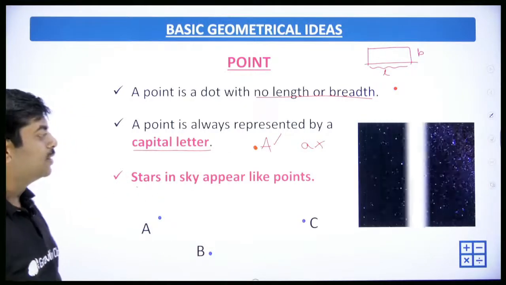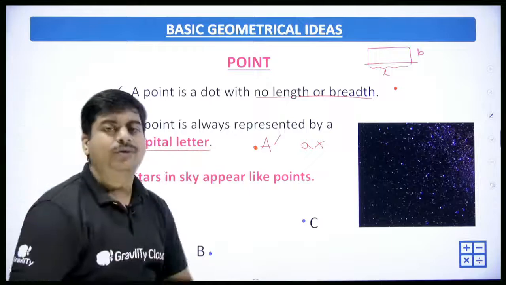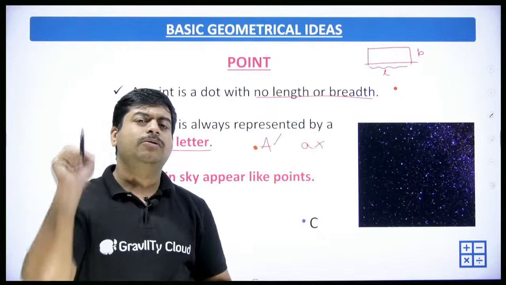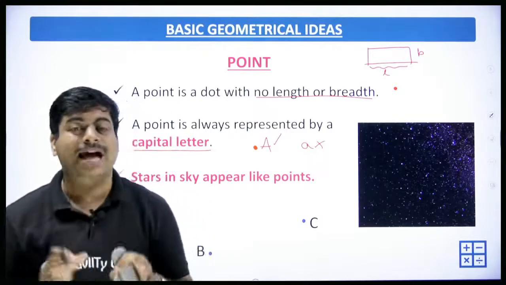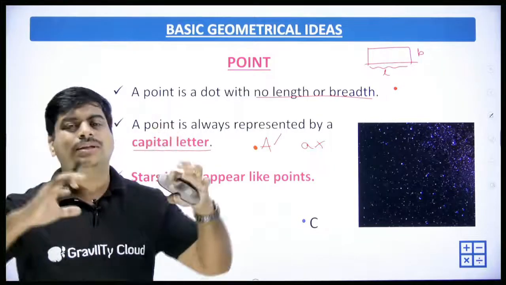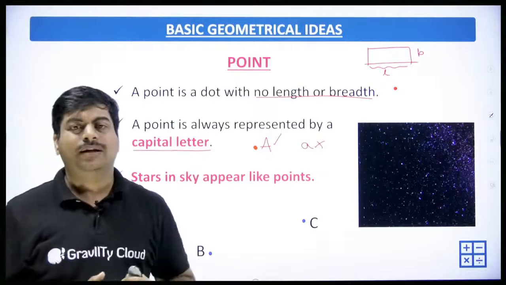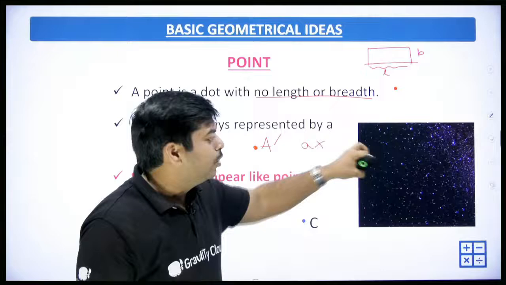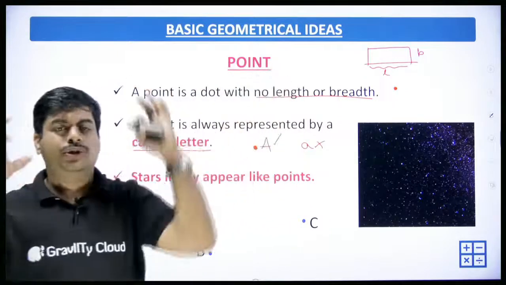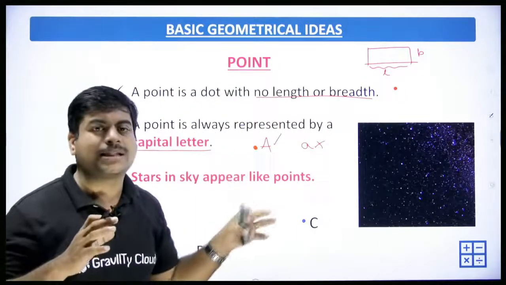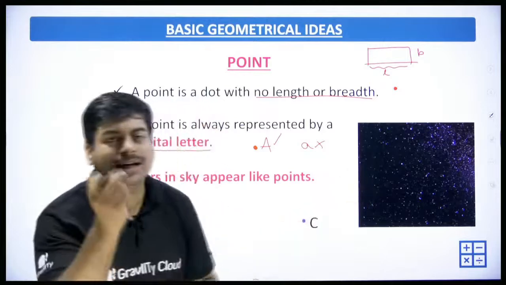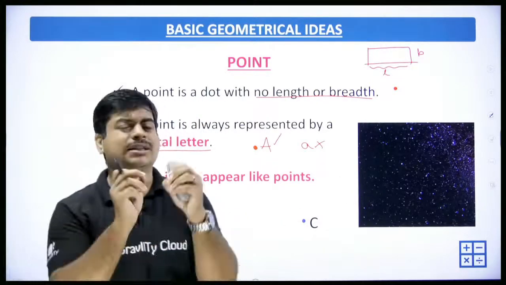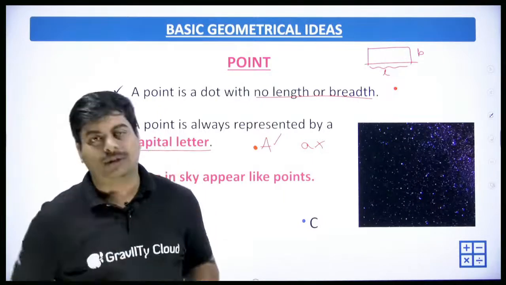And the stars in the sky appear like points. In the night when you look at the sky, you see small points. All those are stars, but we see them from thousands and thousands of kilometers away, from lakhs and crores of kilometers away. Those huge objects look like a small dot, which has no length and no breadth.